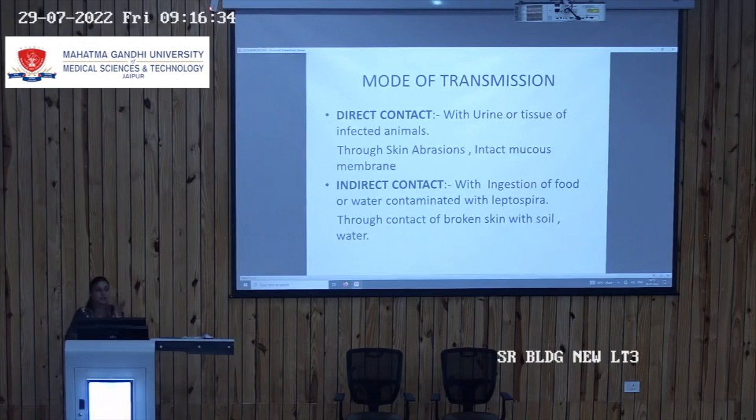Last benches, please shift that side. Half of you shift that side. Just you 4 girls, shift that side.